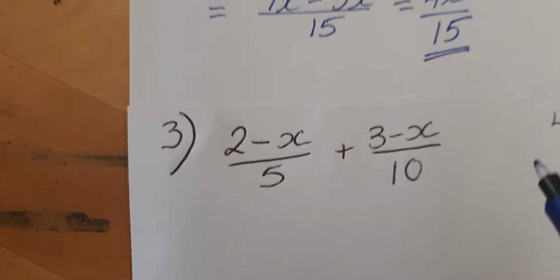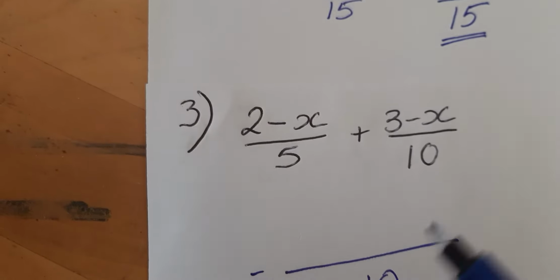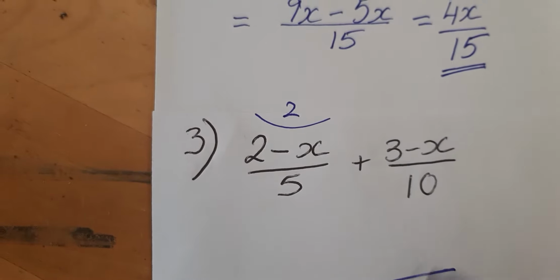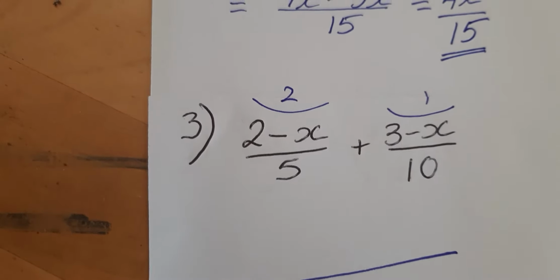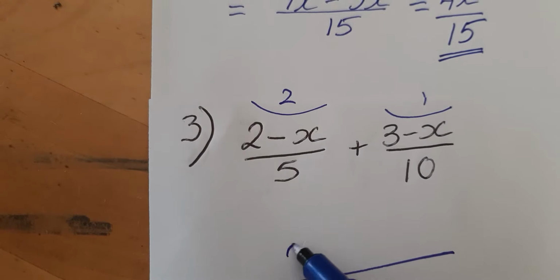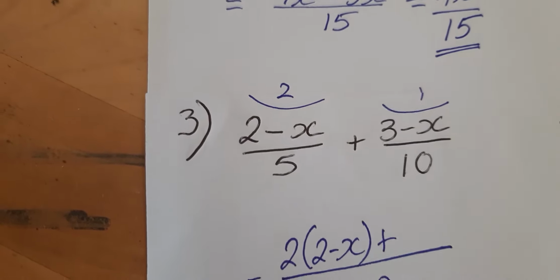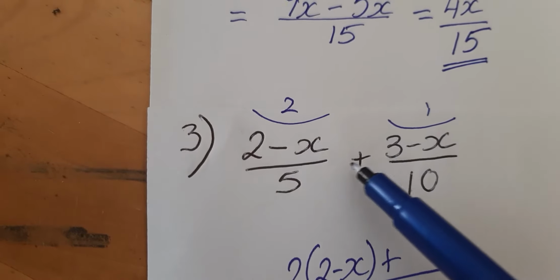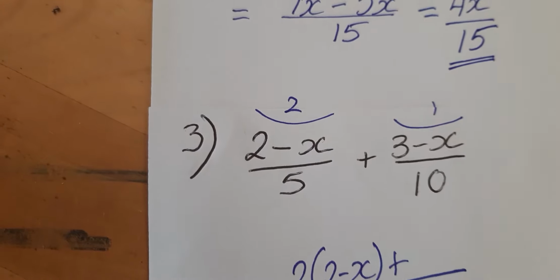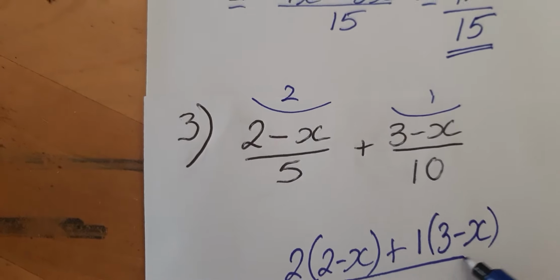The lowest common denominator is 10. 5 goes into 10 twice. 10 goes into 10 once. 2 times 2 minus x. I like to keep the brackets in here just to make sure I don't make a mistake. You can do it directly if you want. It's just that when you come to a minus, one with a minus, you have to be careful. 1 times 3 minus x. I could just write 3 minus x. I'm going to keep that 1 there just to be safe.